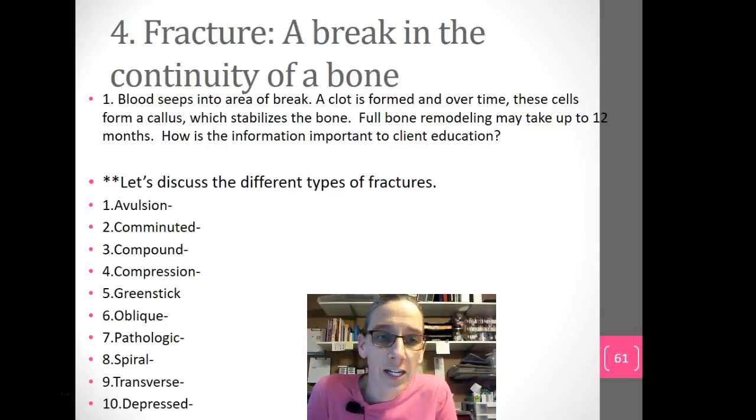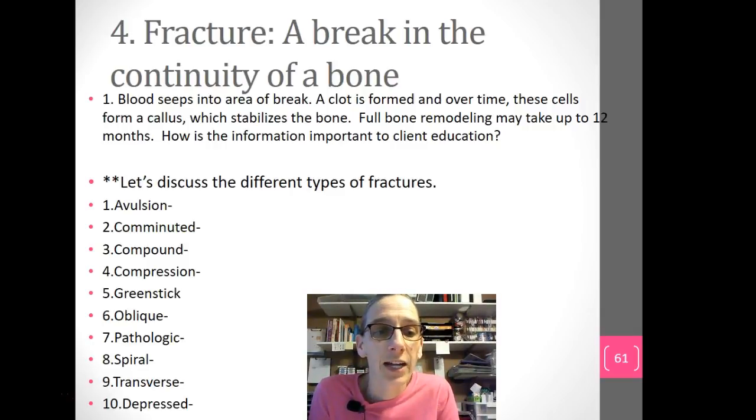Okay, an avulsion fracture we talked about already was where the fragment of the bone is pulled away by a ligament or tendon. The comminuted fracture is where the bone is splintered into several pieces. A compound fracture is where the damage from the bone involves the skin, so the bone actually comes through the skin, which would obviously cause an increased risk for infection.